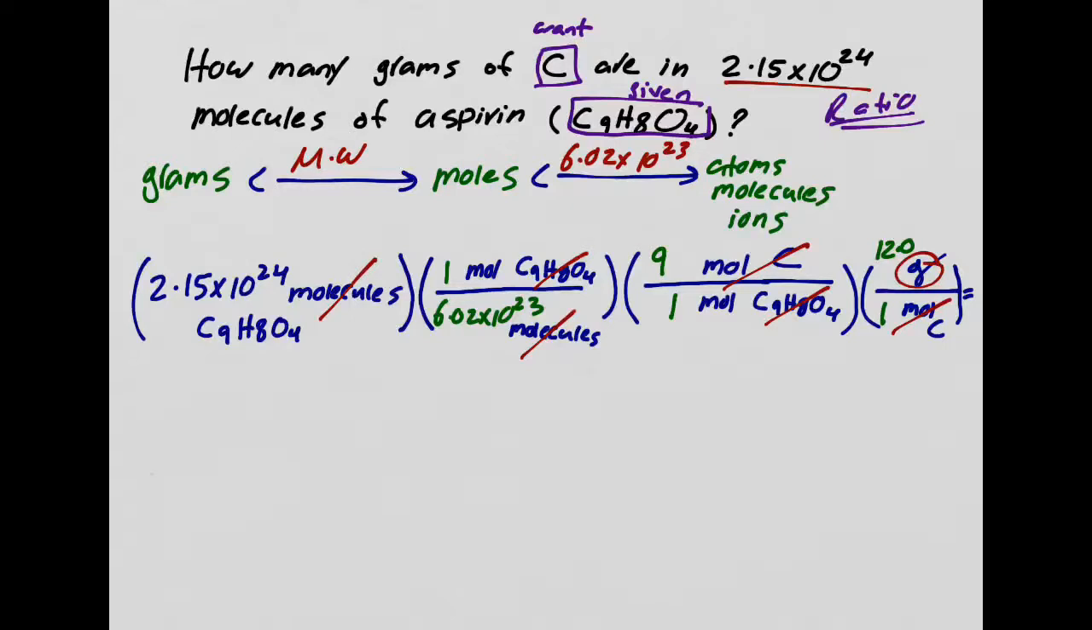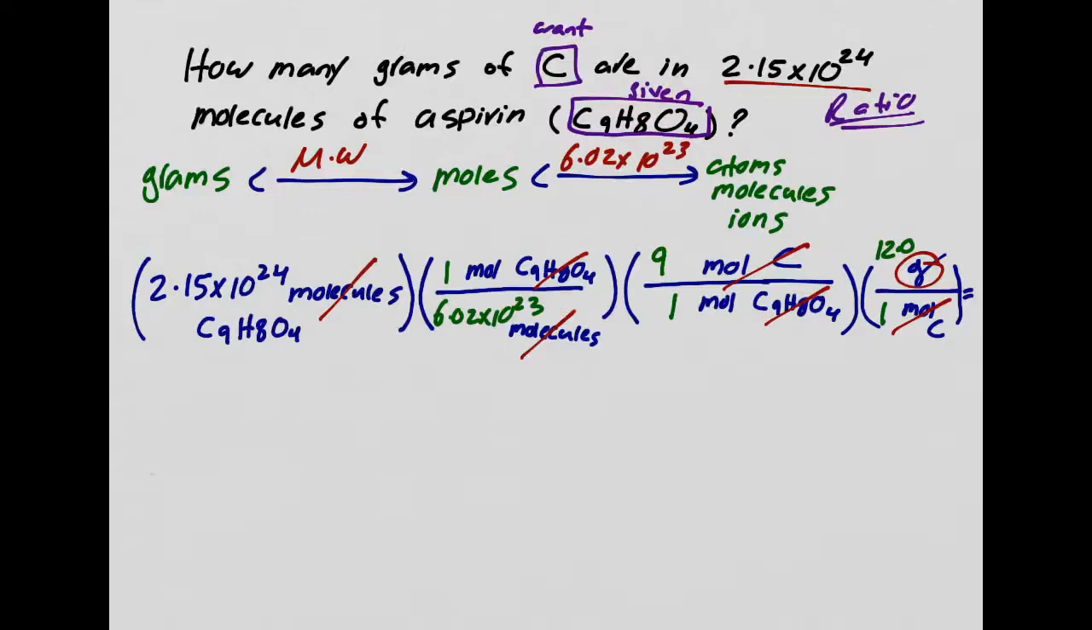Before you tell me what your final answer is, this is a really hard question. This is a big question. If you can get this, you're in really, really good shape. Let's go back one more time. They give you C9H8O4. They want carbon. Every time they give you one thing, but they want something else, you have to use mole ratio. You have to use hashtag mole ratio.